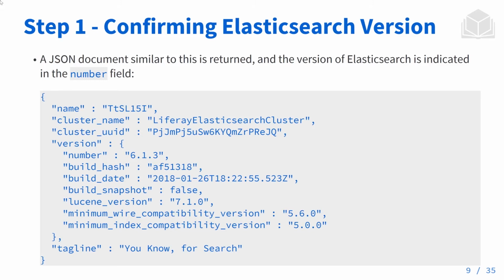So here in the JSON document, once you hit that URL, localhost:9200, you're going to look for the version number. As you can see here in this example, the version number is 6.1.3.